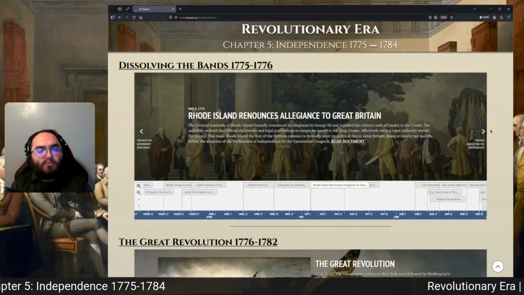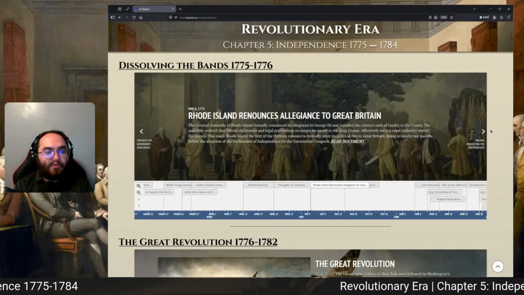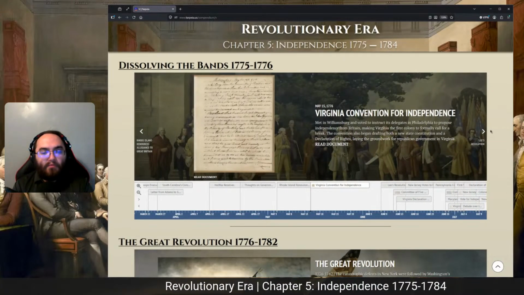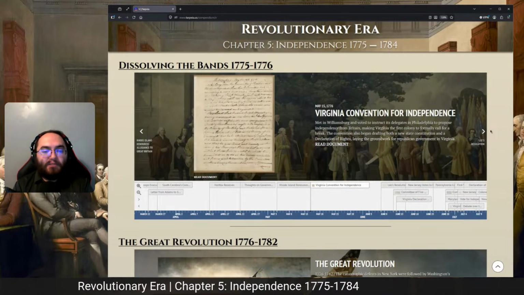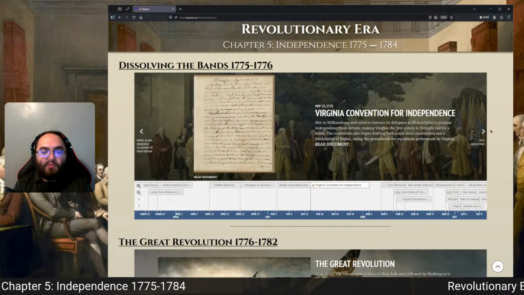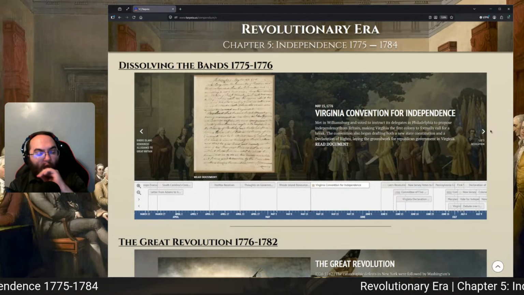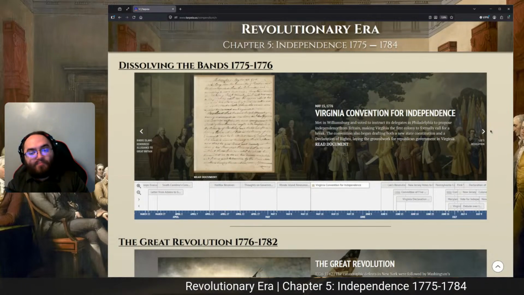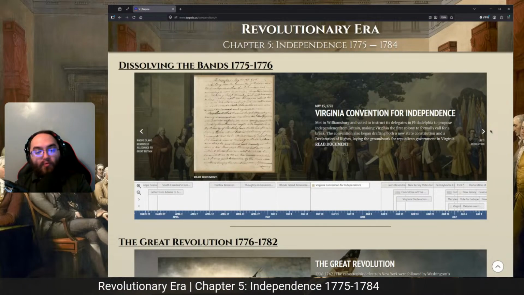Rhode Island will renounce its allegiance to Great Britain on May 4th, 1776. Virginia will have its own convention, where it grants its delegates to the Second Continental Congress permission to vote for independence.